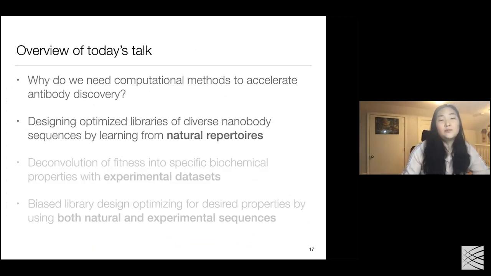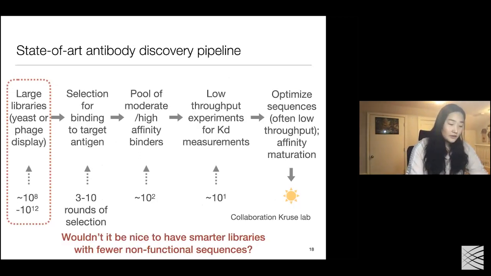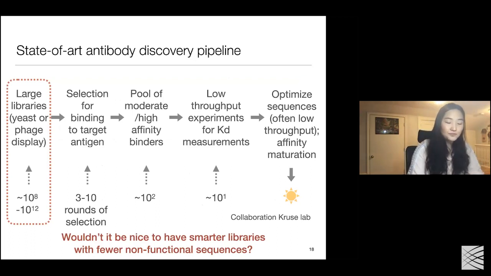And this brings us to my next point, which is to describe our first body of work in designing optimized libraries of diverse nanobody sequences by learning from natural repertoires. So this work focuses on the very first step of the pipeline. How do we optimize these starting libraries? How do we have smarter libraries with fewer non-functional sequences?